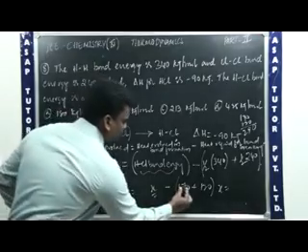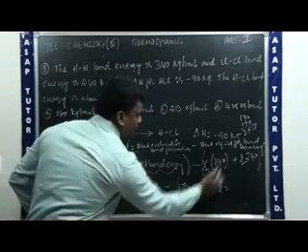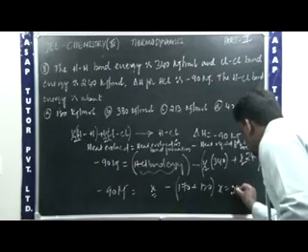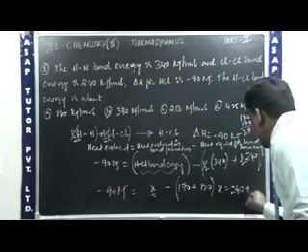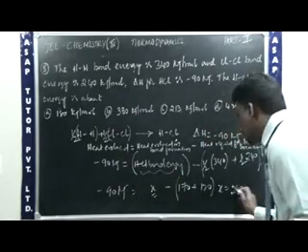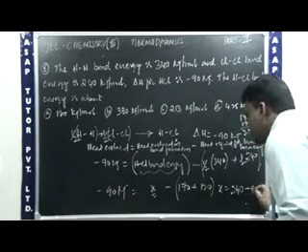Therefore, X is equal to 170 plus 120, it will become 290. So therefore it should be 290. If the minus sign comes here it becomes a positive sign, then it should be minus 90.